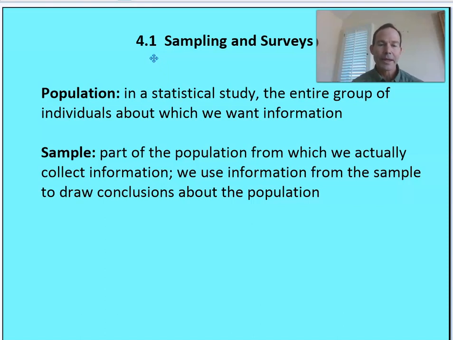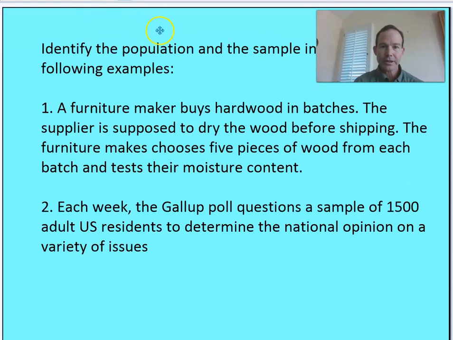So a population in a statistical study is the entire group of individuals about which we want information. Typically we're not going to survey the entire population. We're going to survey a sample and then extrapolate or create inferences based on that sample. So a sample is part of the population from which we actually collect information. We're going to use information from the sample to draw conclusions about the entire population.